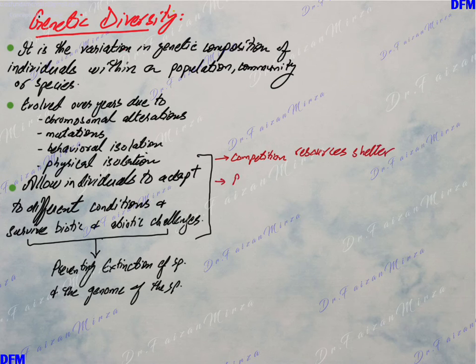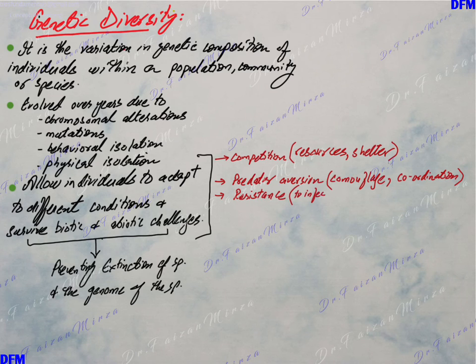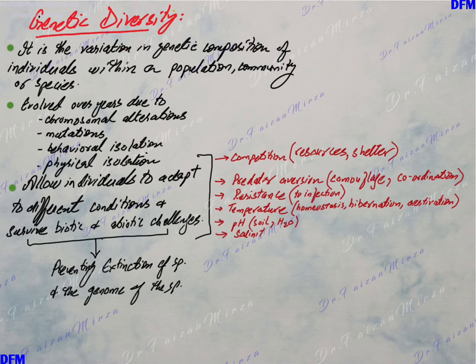For example, competition, and resources for shelter are the ones which are sought by an organism. Predator aversion, camouflage, and coordination must be good. The alleles must be there for the organism to find camouflage and good coordination, the muscle coordination. Similarly, resistance to infection, temperature sensitivity, homeostasis, hibernation, estivation. Hibernation is the sleep in winters, whereas estivation is the summer sleep, which some organisms do. Also pH of soil and water, salinity, salt in the soil, and water availability.